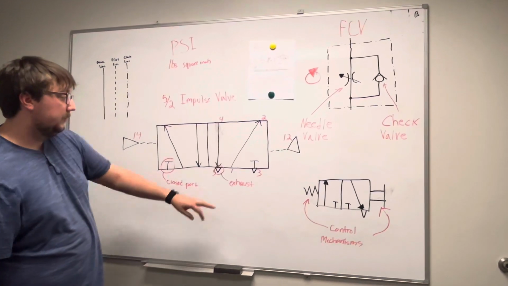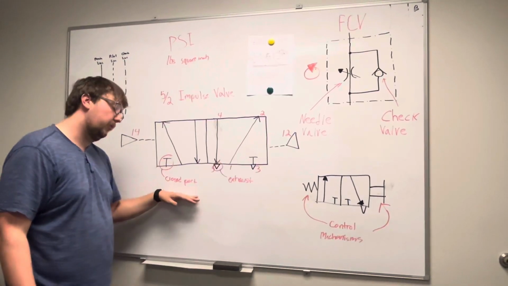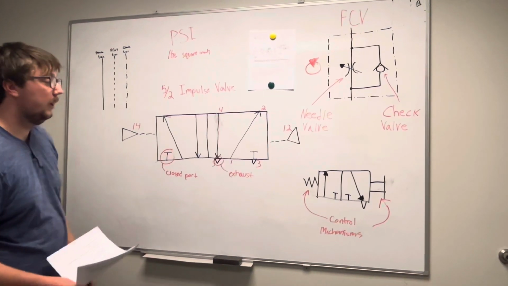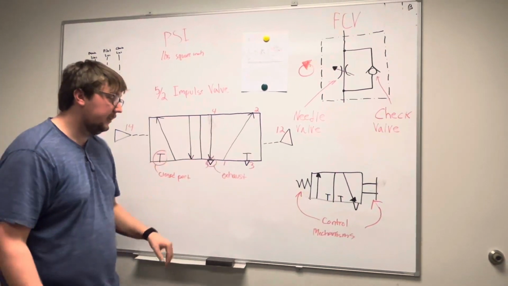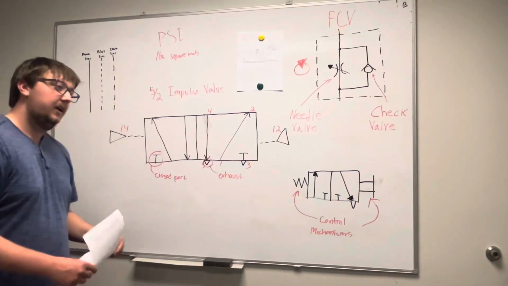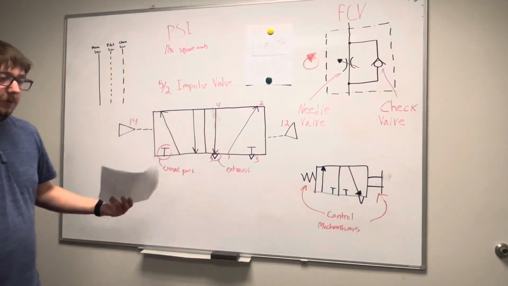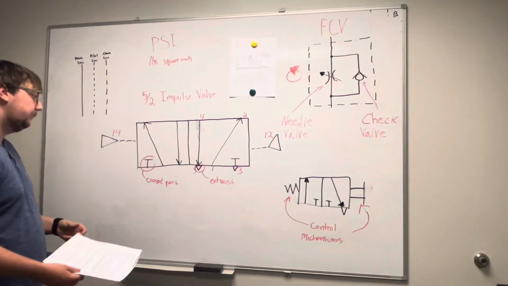When we draw DCVs, a little T symbol over a port means it is a closed port. No air is going in or out of that port. If there is a hollow triangle here, or sometimes you'll see it on the end of a line, it means it's exhaust. That's for air to be vented to the atmosphere. In hydraulic systems, it will return to reservoir. In pneumatic systems, the air is vented to the atmosphere.